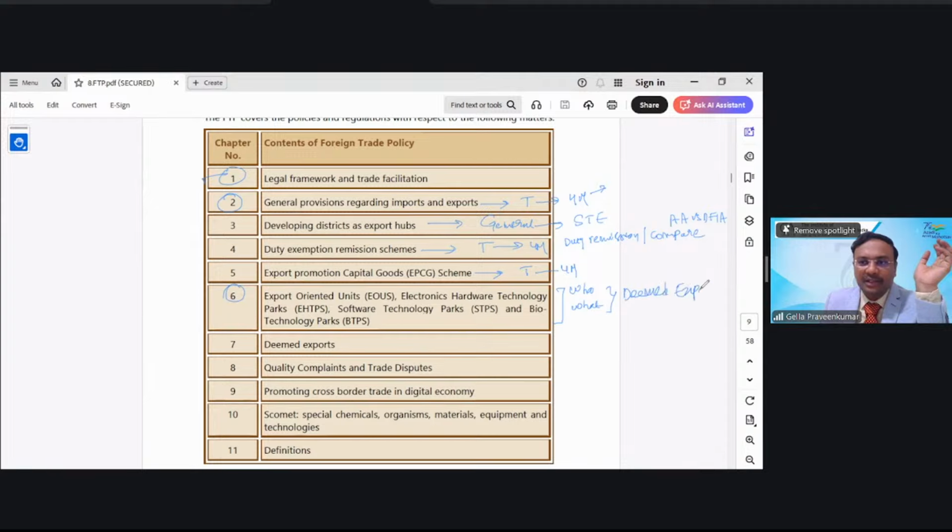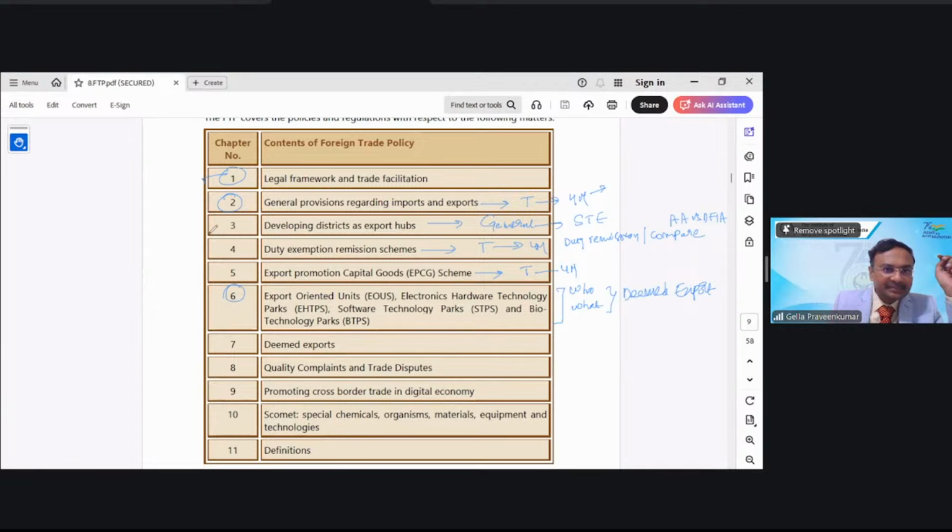You can expect one question: explain the concept of deemed exports operated as EOU. Mr. XYZ, ABC Limited have exported goods to a company which is operating as an EOU, which has a license or authorization called advance authorization. Can that be considered as a deemed export?